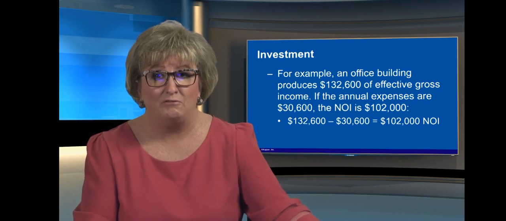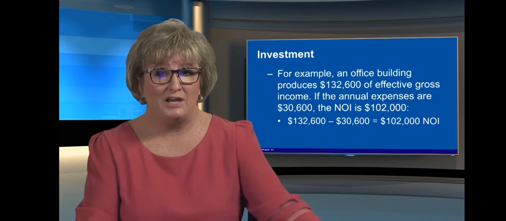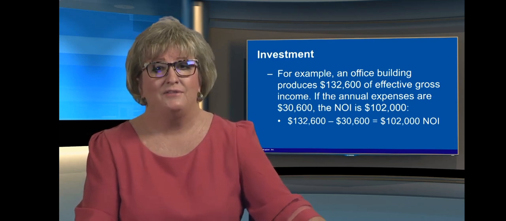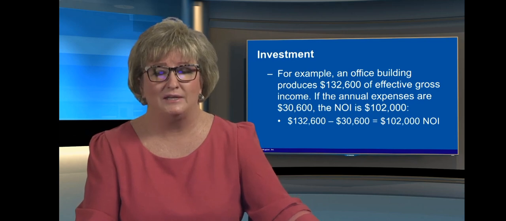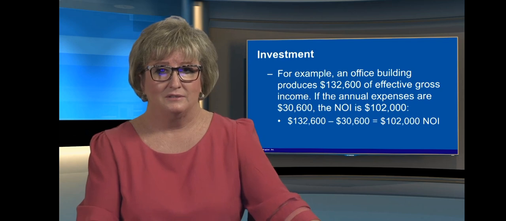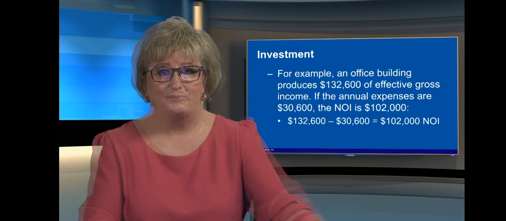For example, an office building produces $132,600 of effective gross income. If the annual expenses are $30,600, then the net operating income is $102,000. The effective gross income minus the annual expenses equals the net operating income.